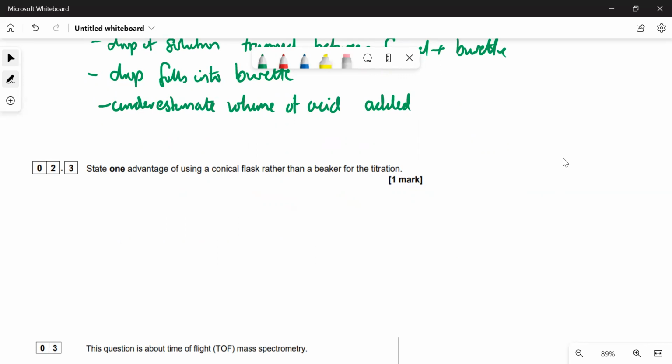Right, an advantage of using a conical flask rather than the beaker for the titration, well, that's simply that it allows you to swirl it without spilling it, okay?